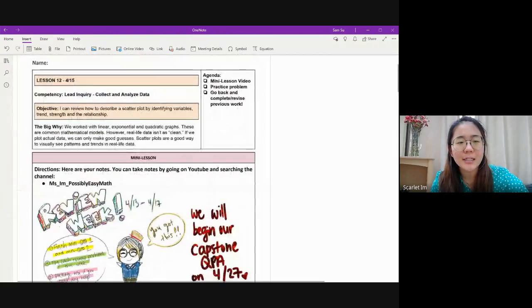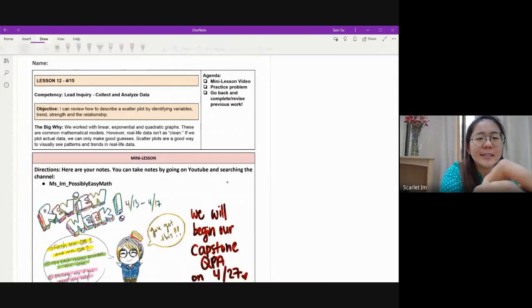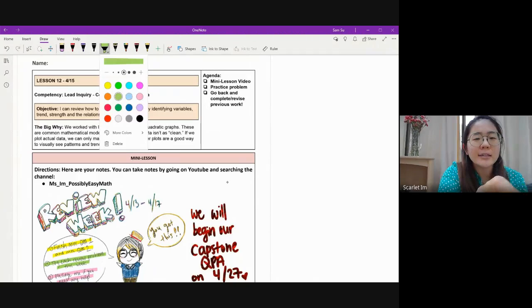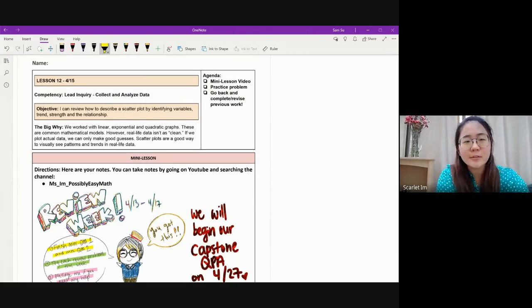So we're on the first page. What is our objective for today? I want you guys to see that today's objective is to review how to describe a scatter plot by identifying the variables, the trend, the strength, and the relationship. Now, if you're still confused about what variables are and what it means to understand the kinds of data, you want to go back to lesson number 11 and check that video out, or check out the live session on Tuesday. I do go over the problem or something similar, and so it might add a little bit more context to what we're doing today.